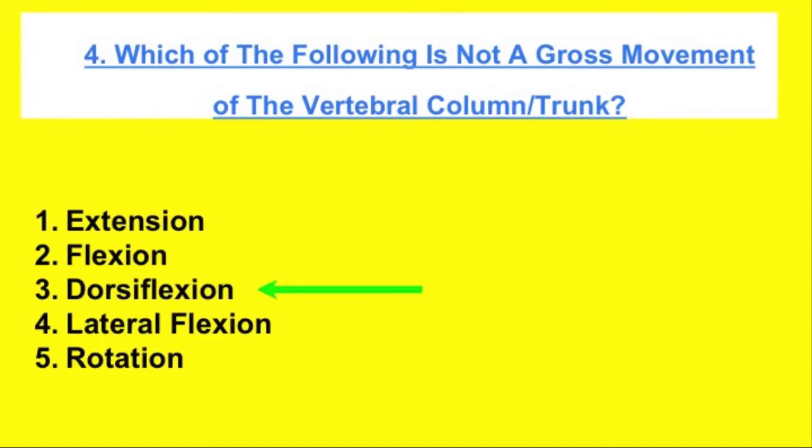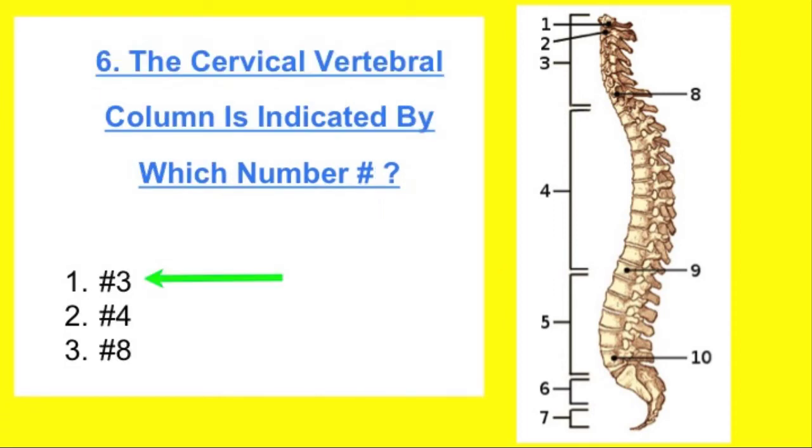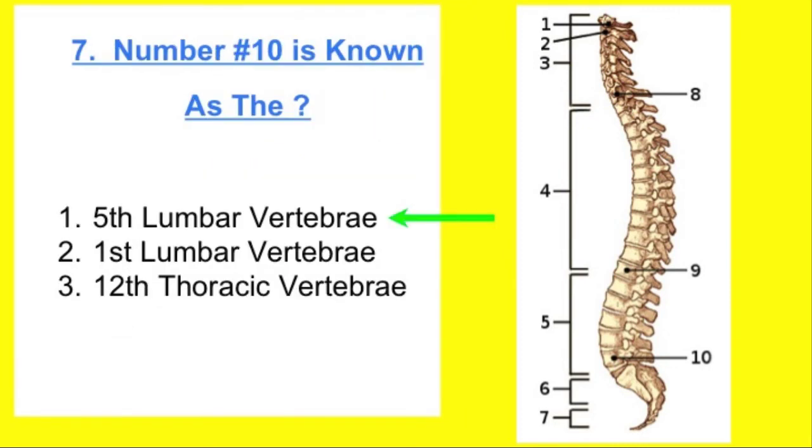Question 4. Which of the following is not a gross movement of the vertebral column or trunk? Answer is 3. Dorsiflexion. Question 5. What part of the spine is number 5? And the answer is 2. Lumbar vertebrae. Question 6. The cervical vertebral column is indicated by which number? The answer is 1. Number 3. Question 7. The number 10 is known as the number 1, the 5th lumbar vertebrae.